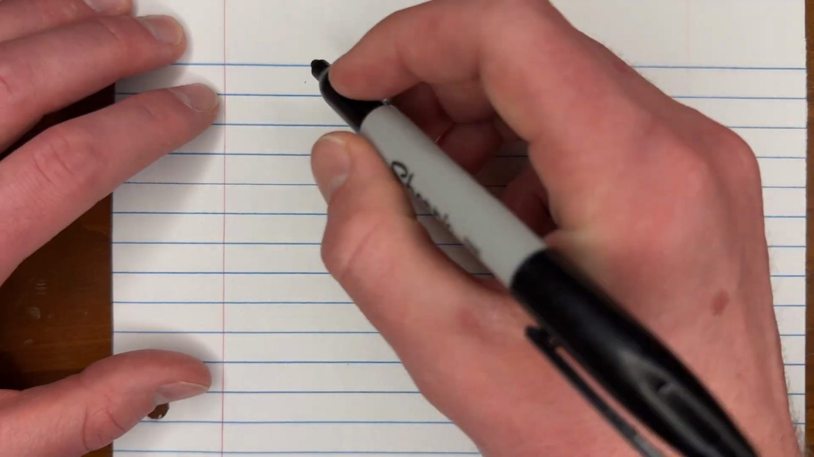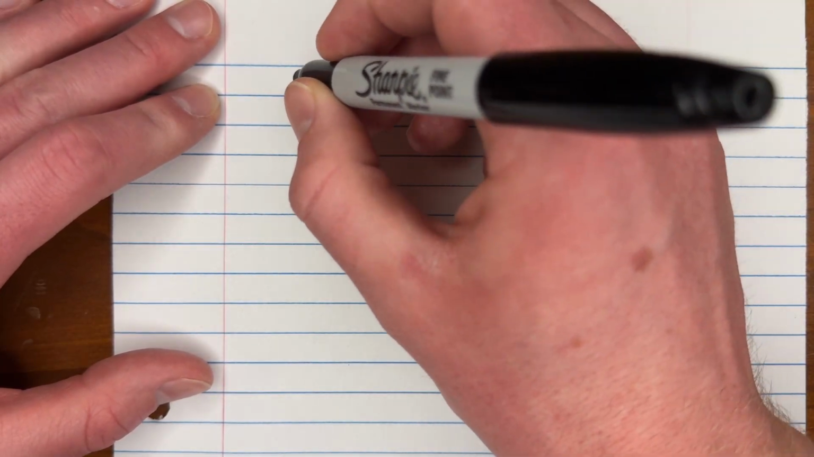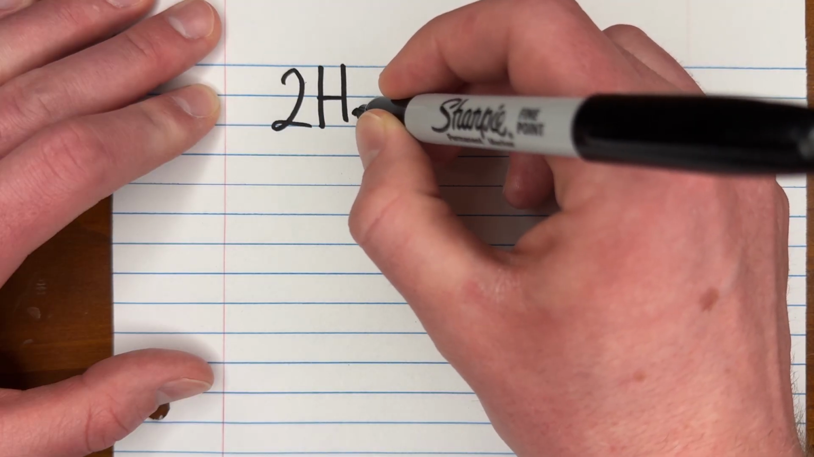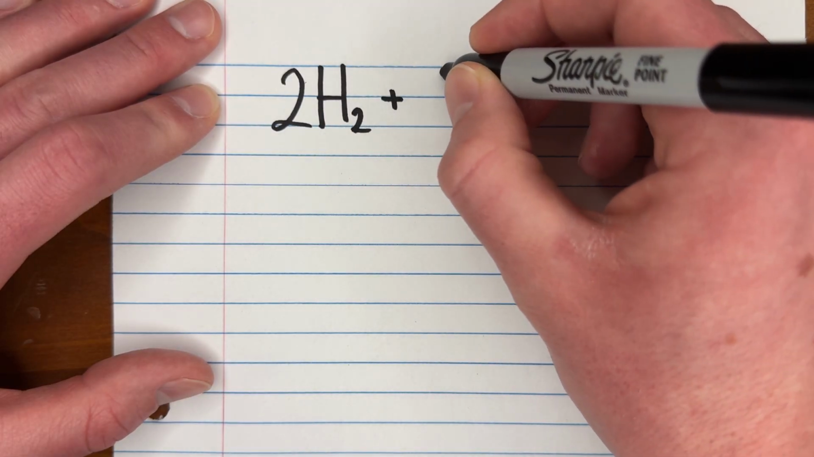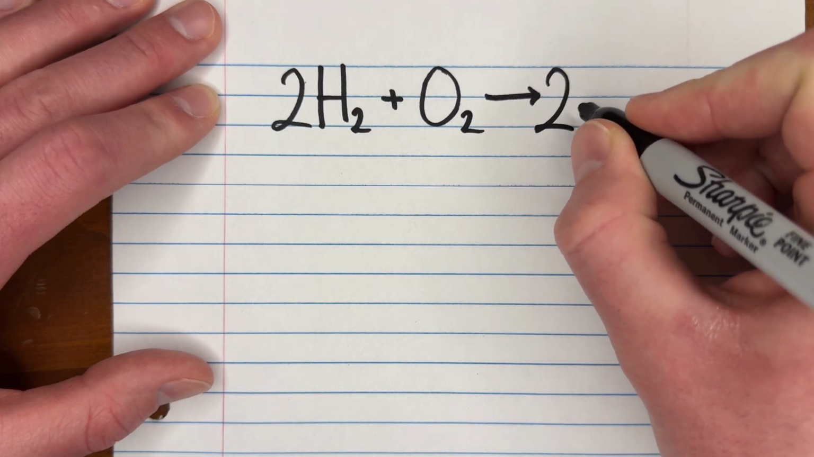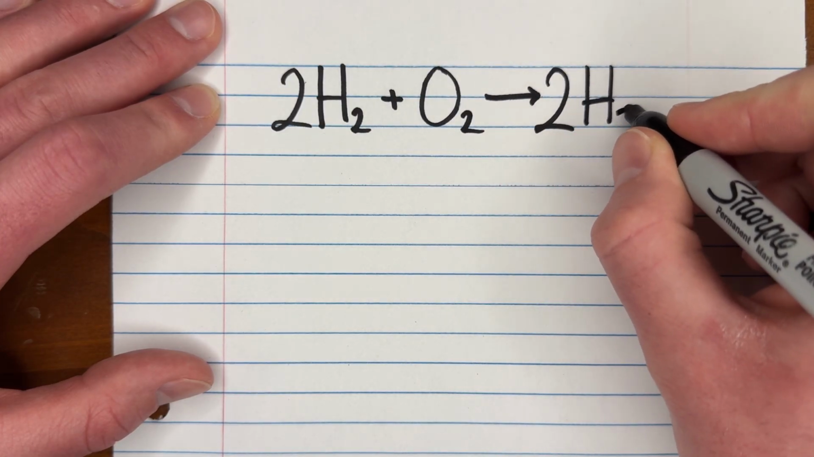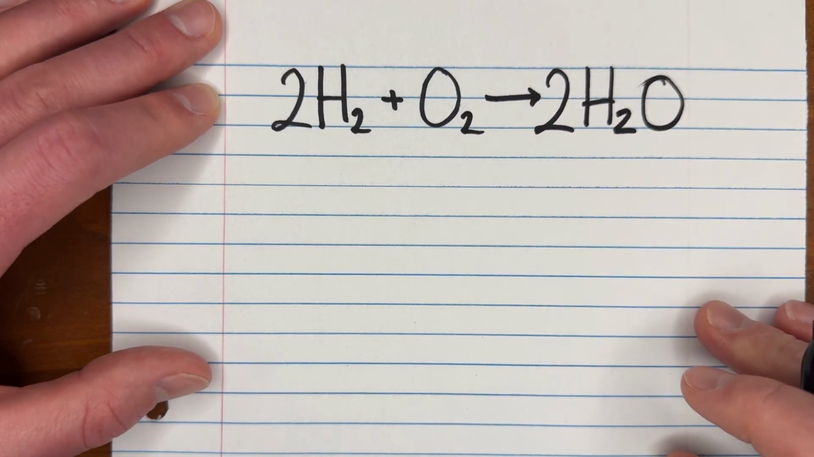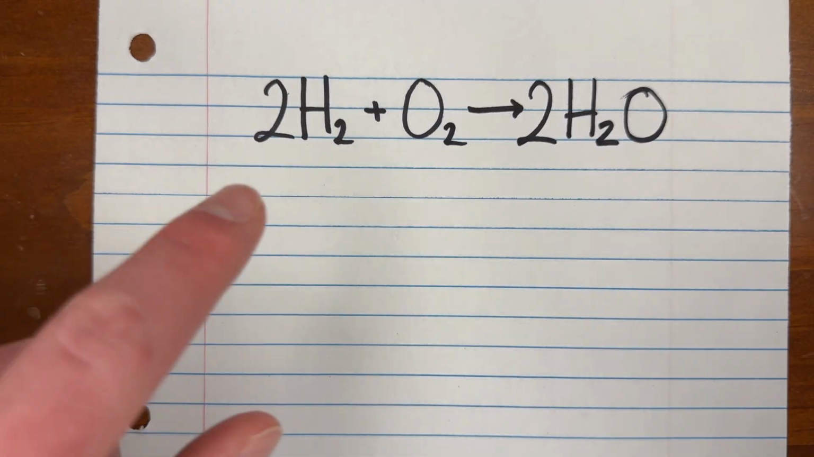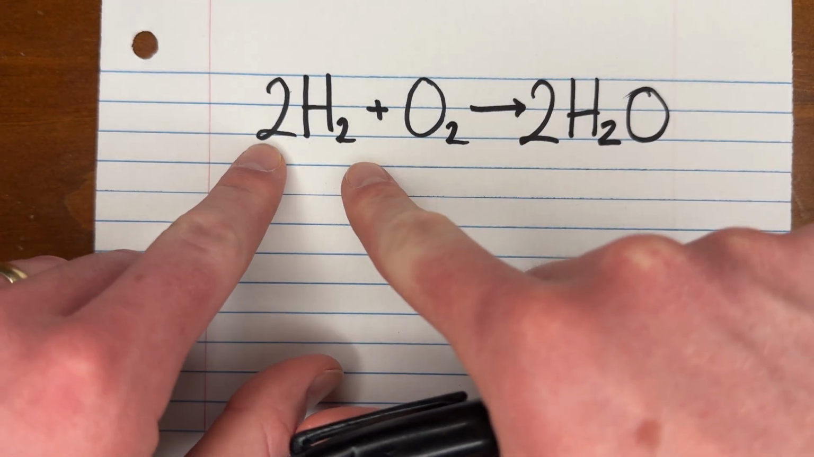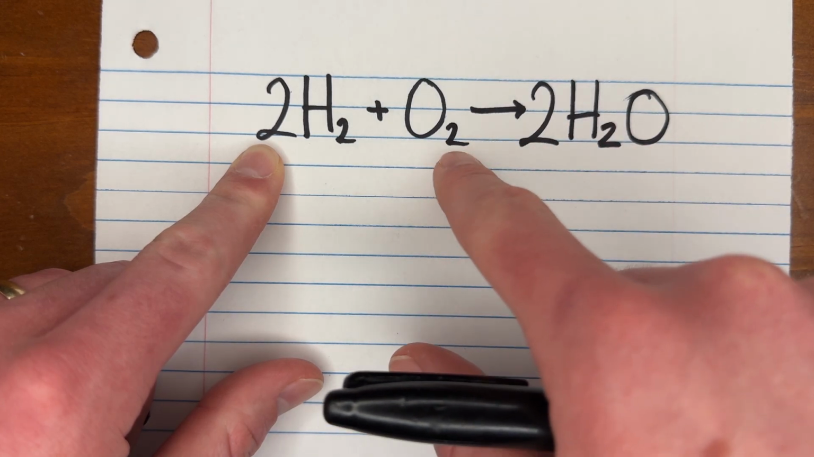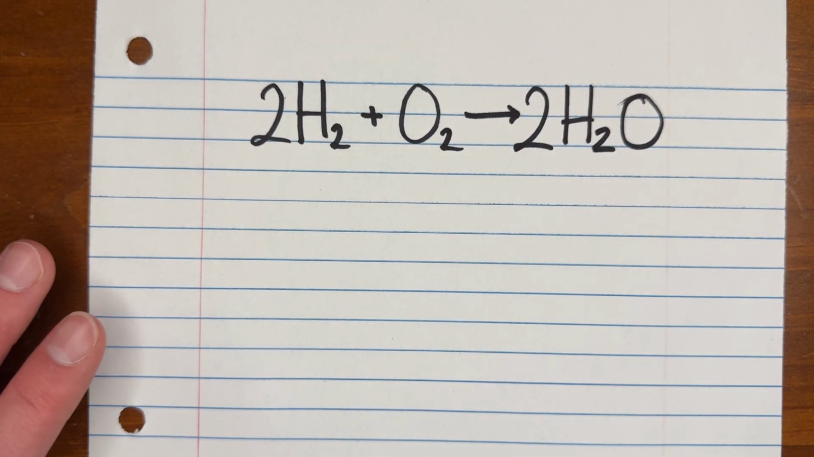Let's say I have 2H2 plus O2 yields 2H2O. So this gives me the ratios that I need to balance this equation, right? So I have, first off, 4 hydrogen on this side, 4 hydrogen on this side, 2 oxygen on this side, 2 oxygen on this side. So the equation's already balanced.